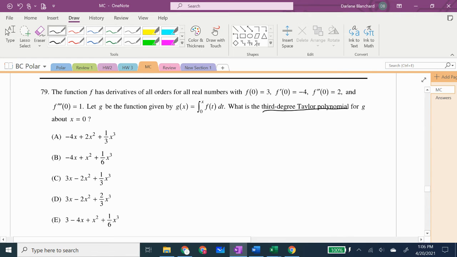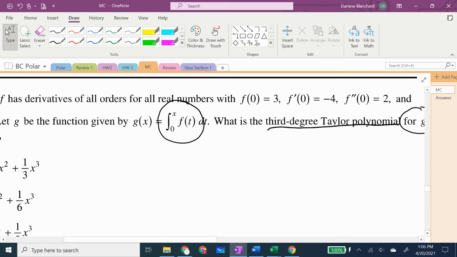Third degree Taylor polynomial for G. Oh, careful there. For G. G is the integral from 0 to x of f of t. So let's be careful, and let's realize what this is saying. The derivative of G must be equal to f of x. This is the relationship that I am dealing with. I'm given all these values pertaining to f.